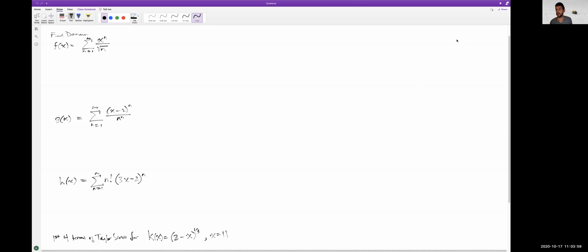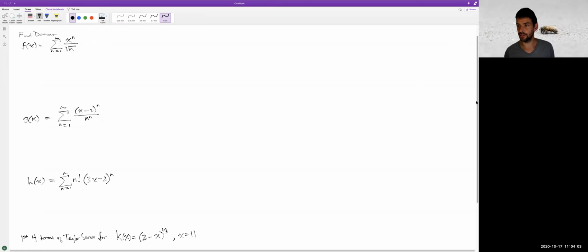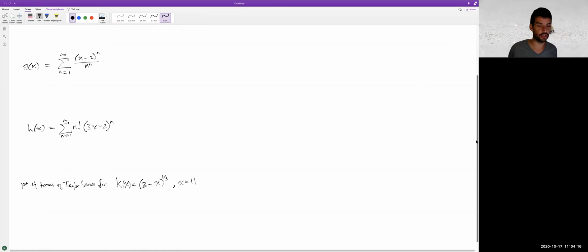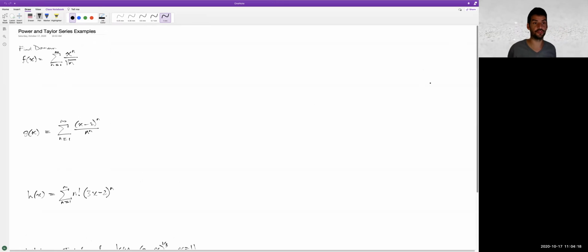Hey, everybody. So I'm going to go through several examples here. You can see them up here. These first three, we're looking at functions defined by an infinite series, and we want to find the domain. So we'll talk about what that means in just a second. And then we're going to look at a Taylor series for a particular function. We'll spend a little more time on that one, I think.